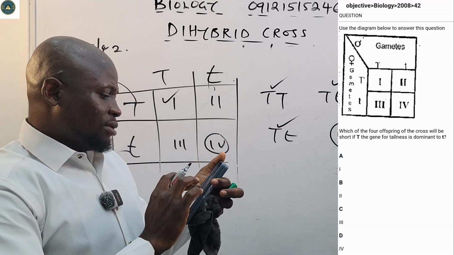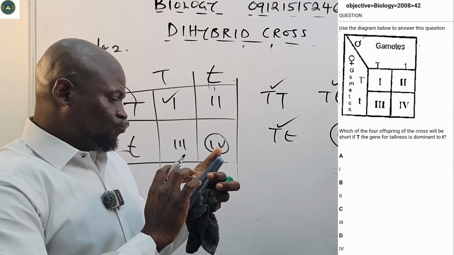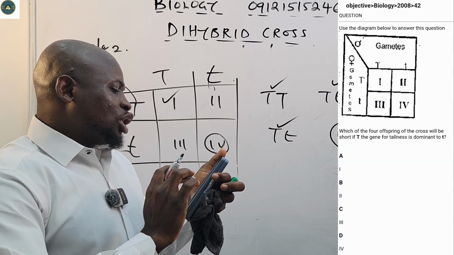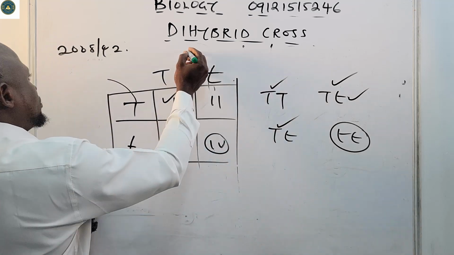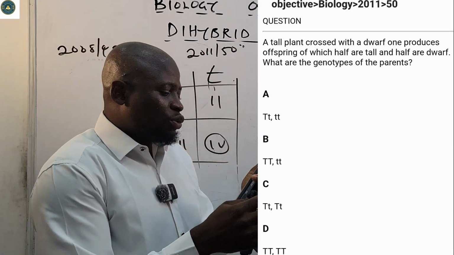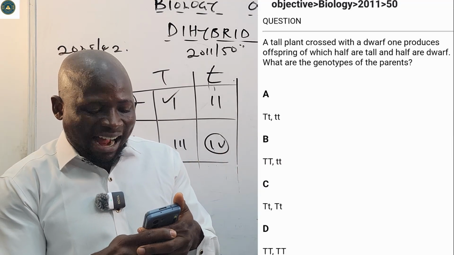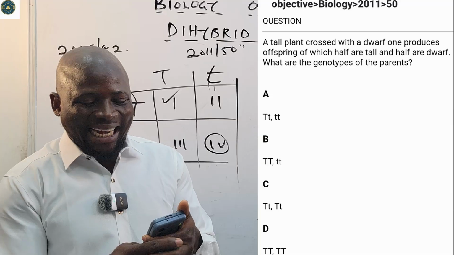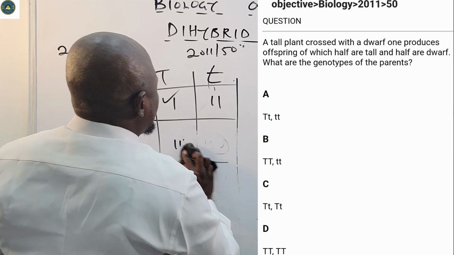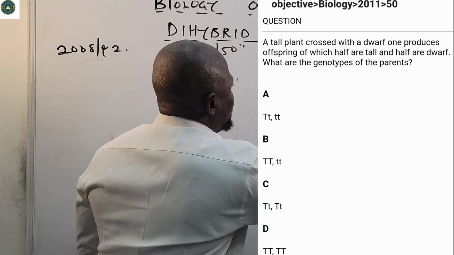Let me see if we can see one more, then we're done, and enter our dihybrid cross. They say a tall plant crossed with a dwarf plant. This is 2011, number 50. They said a tall plant crossed with a dwarf one produces offspring of which half are tall and half are dwarf.